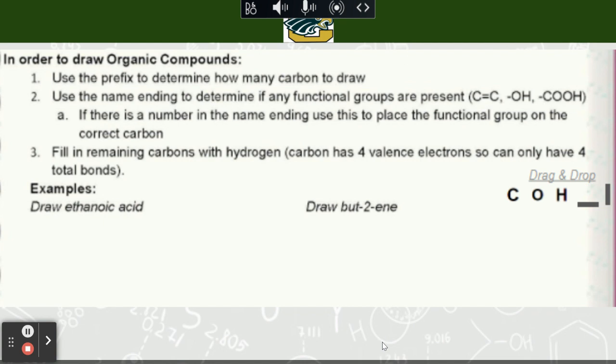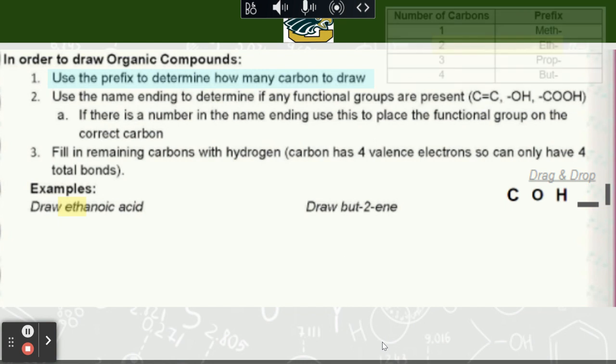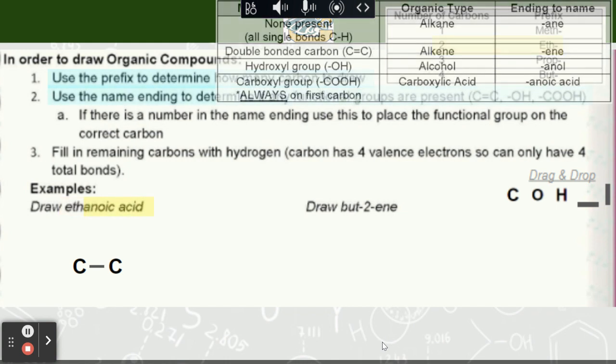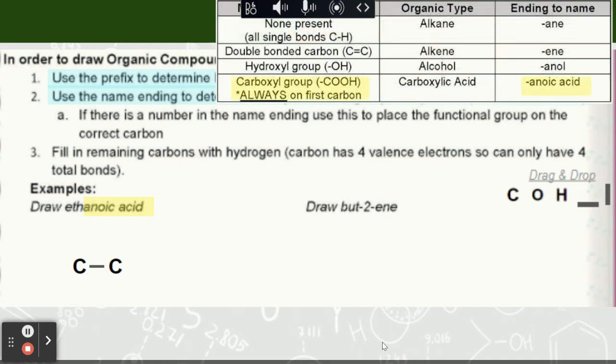Now, the last step is how to draw these. Use the prefix to determine how many carbons. So eth is 2: 1, 2. Then use the name to add a functional group. So -enoic acid, we would find that in here and see that it's a carboxyl. It's always on the first carbon. This could be 1, 2 or 1, 2, so they're both first carbons. So I'm going to choose to put it there.